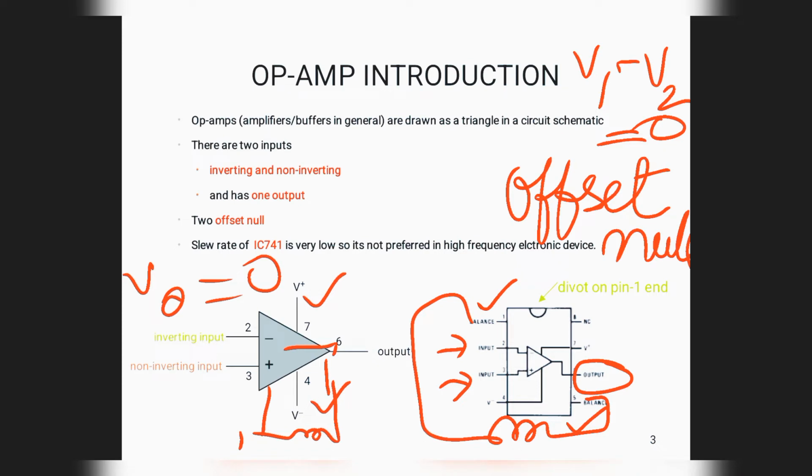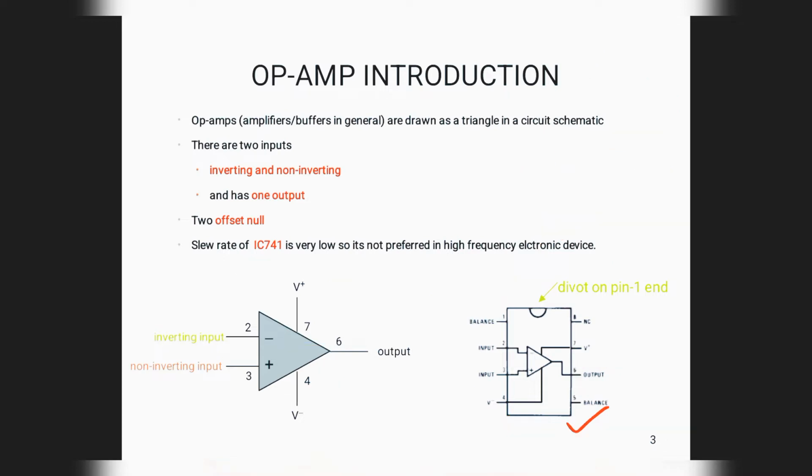One very important thing to be noted, or you can say it is the disadvantage of this IC 741, is its slew rate is very low. So, it is not preferred for the high frequency electronic devices.